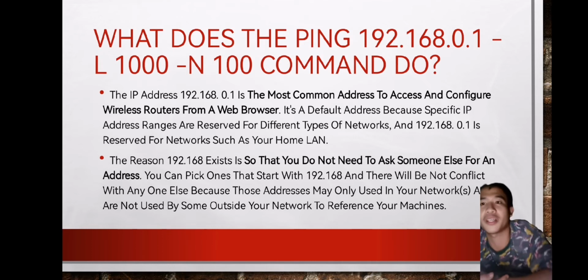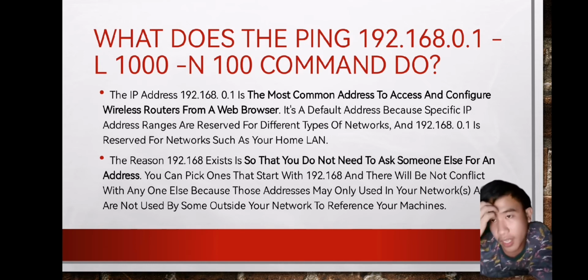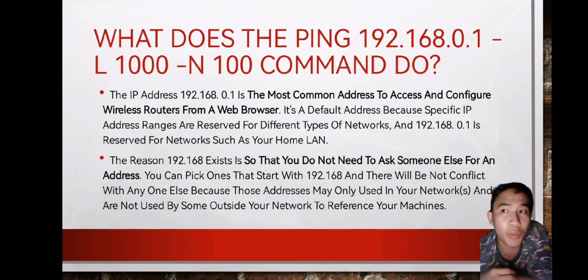The IP address 192.168.0.1 is the most common address to access and configure wireless routers from a web browser. It is a default address because specific IP address ranges are reserved for different types of networks, and 192.168.0.1 is reserved for networks such as your home LAN, local area network.